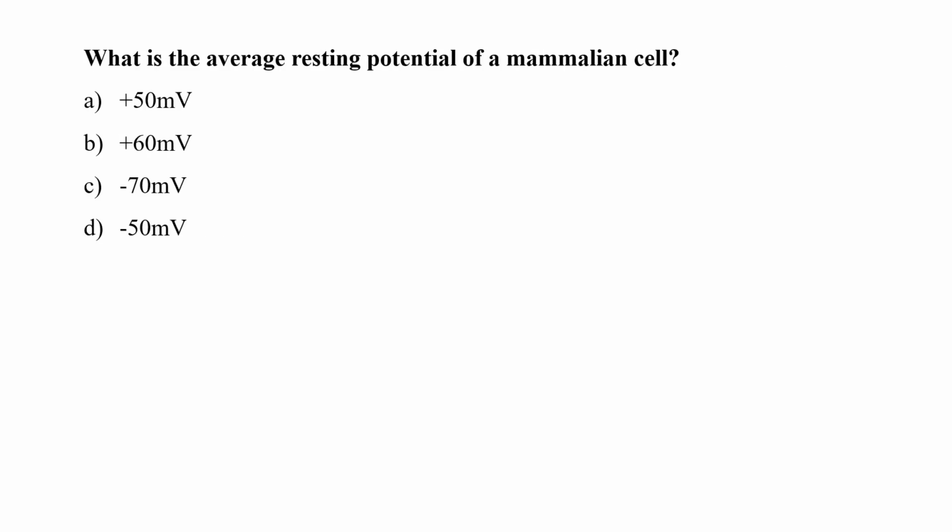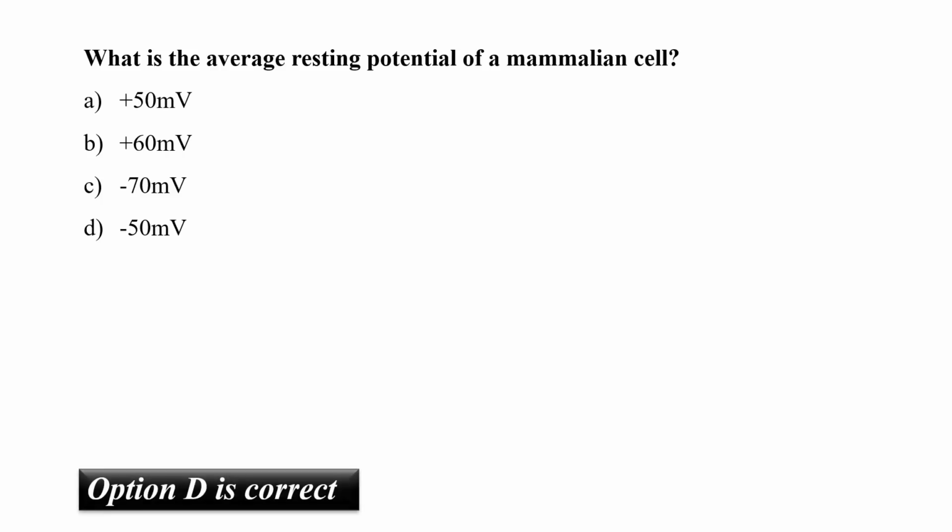What is the average resting potential of a mammalian cell? Plus 50 millivolt, plus 60 millivolt, minus 70 millivolt, or minus 50 millivolt? In most of the mammalian cells, the resting potential is around minus 0.05 volt or minus 50 millivolt. But this value may vary from minus 20 to minus 100 millivolt depending on the cell. So the normal average value of a resting potential of a mammalian cell would be minus 50 millivolt.